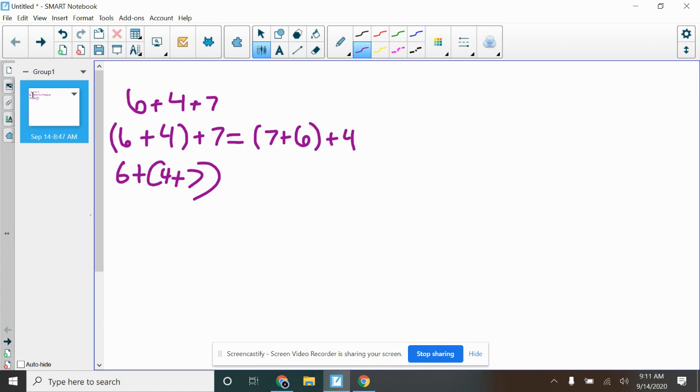If one of those signs wasn't addition, but it was subtraction, would that change things? Yes. Then it no longer becomes the property of addition. If everything inside there isn't addition, like if one of them is subtraction or multiplication, then it doesn't fit the property anymore. Okay, let's try the second example.